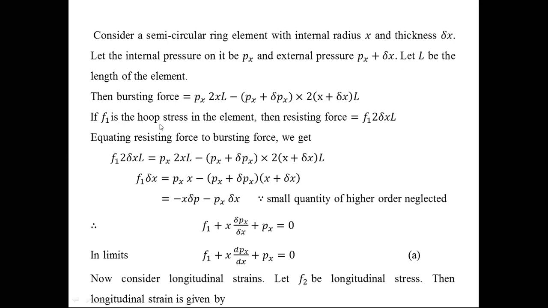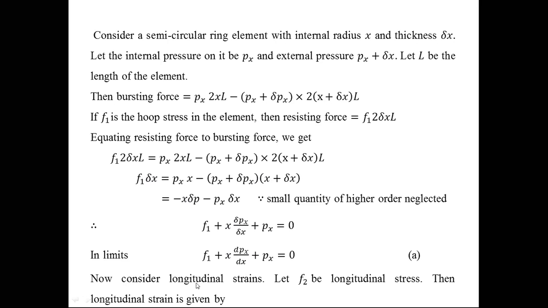So if F1 be the hoop stress in the element, then the resisting force, as in the thin cylinder, is F1 into 2 into delta x into L. So equating both equations, neglecting the higher order terms, you get x into (px plus delta px minus px) equal to F1 into delta x. From this, you can write F1 plus x into delta px by delta x plus px equal to 0. Then you apply the limits, dpx by dx.